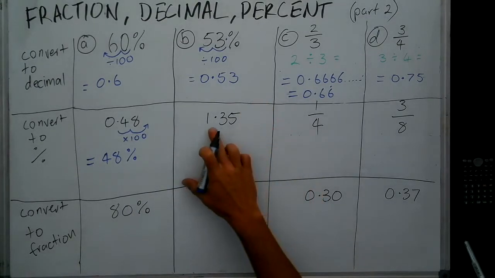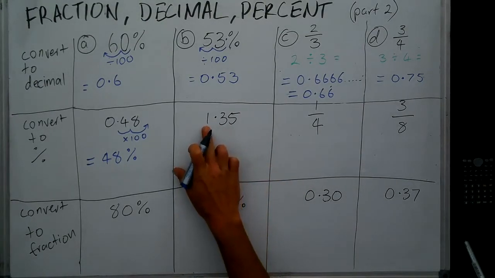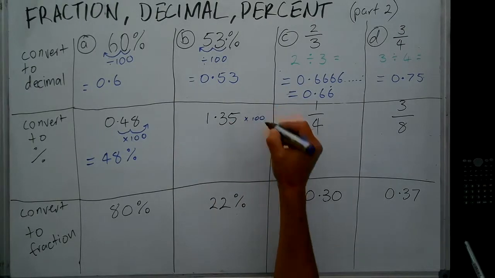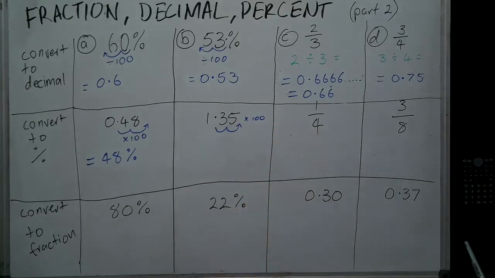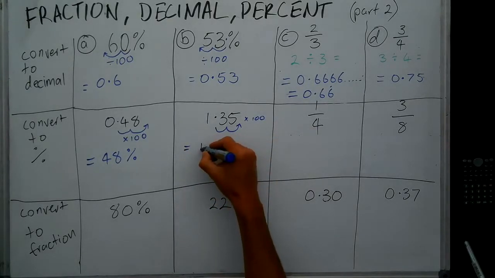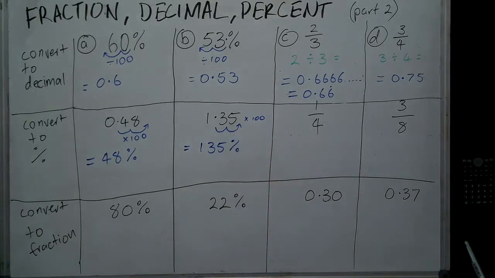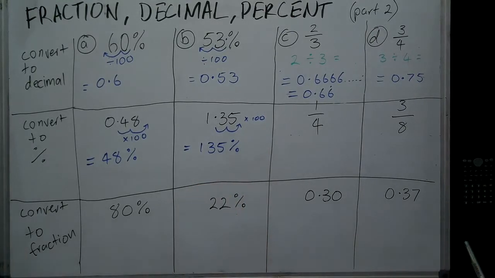This one here, we've got 1.35. Don't get confused by this. We're still only multiplying by 100, which moves the decimal place 2 spaces this way. This equals 135%. Some people think that you can't have a percent bigger than 100. You can. This just means that we've got more than what we started with.